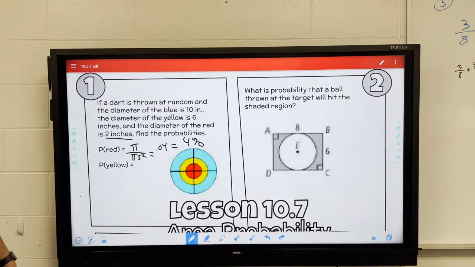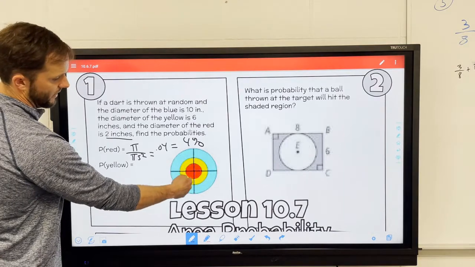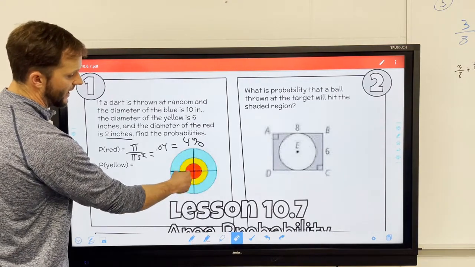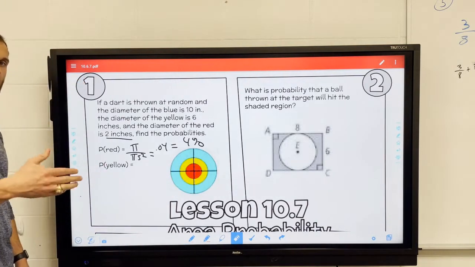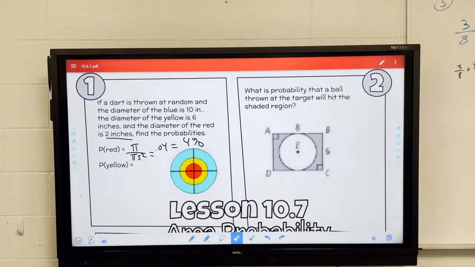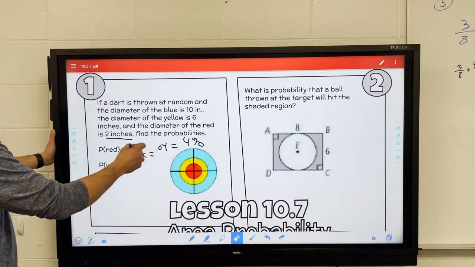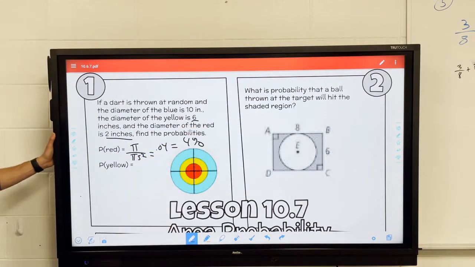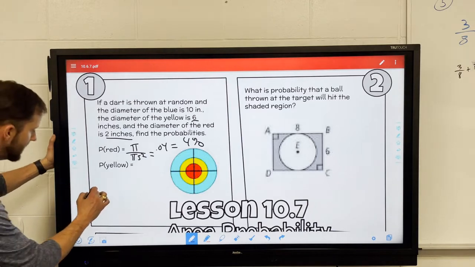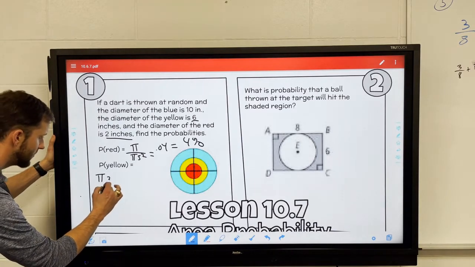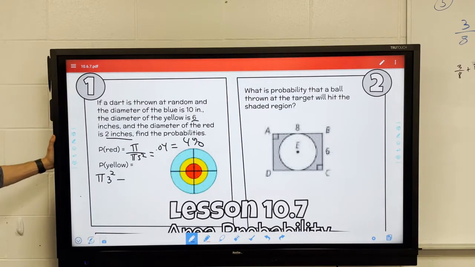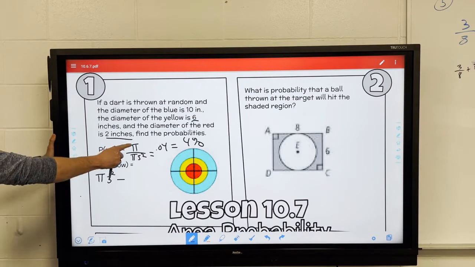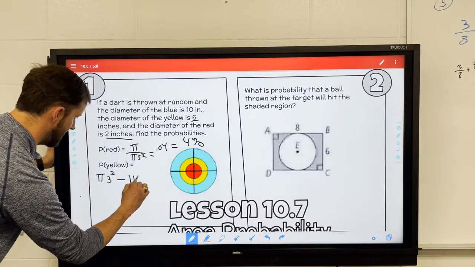Now let's figure out the yellow, using the same concept. But you'll notice the center of the yellow is taken up by the red, so I have to subtract out the red to get the yellow. The diameter of the yellow is 6, so half of that is 3. I'm going to do pi times 3 squared, and then subtract out the red. The area of the red was pi.